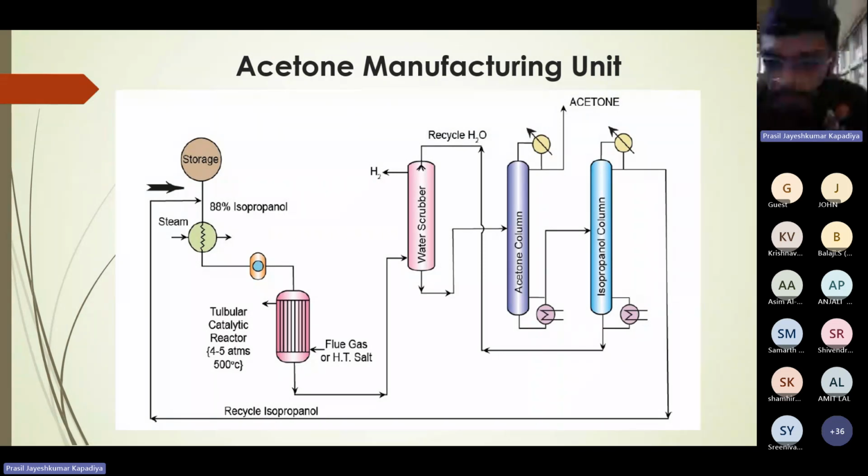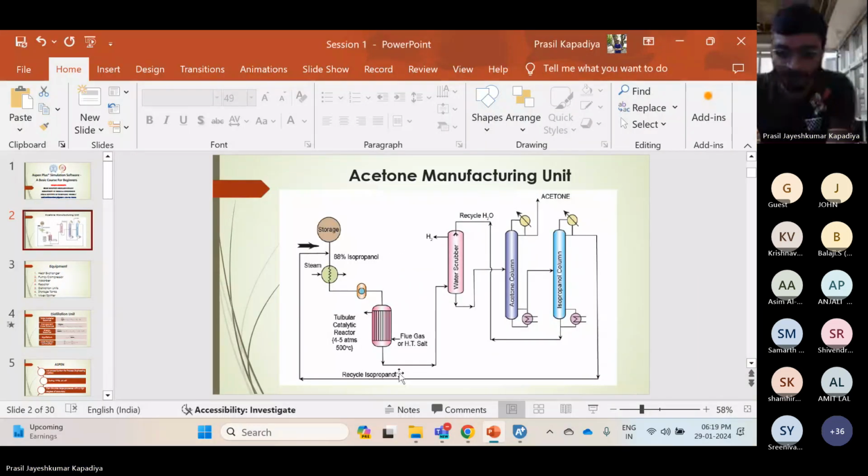Now can anyone tell me, as I told, we need our reactor condition of 4 to 5 atmospheres and 500 degrees Celsius. First we are heating our feed stream, and then we are compressing it. Can we do the reverse? Can anyone tell?